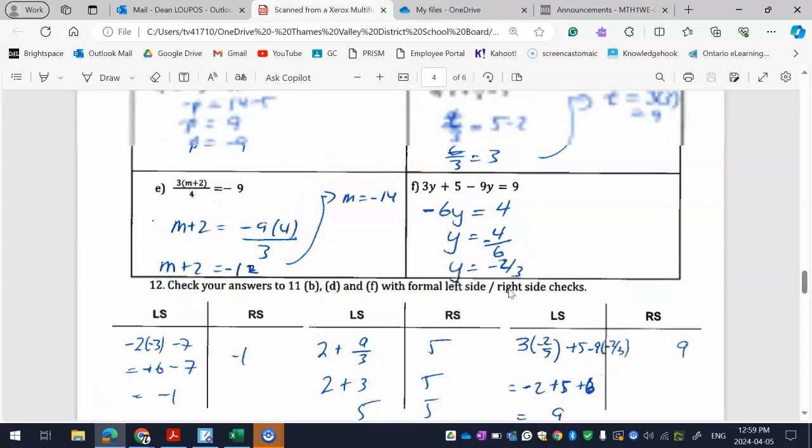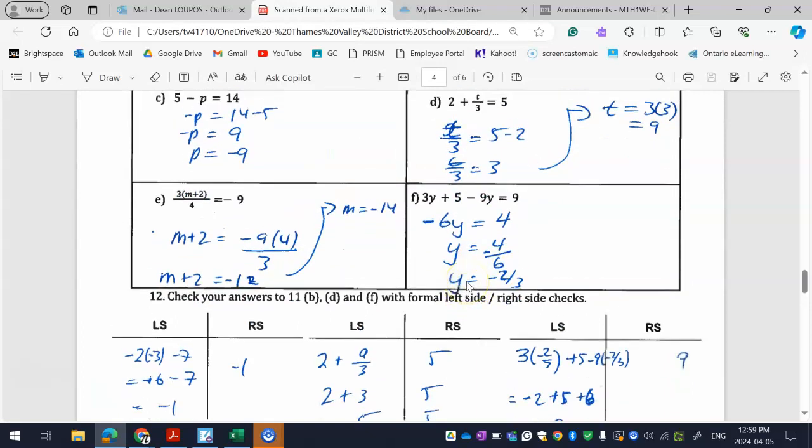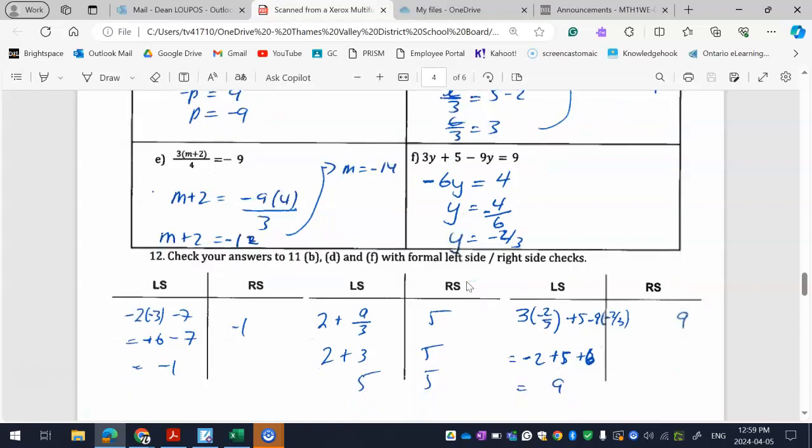So what you do is you just take your answer, your final answer, sub it in, and see if you get the same thing. So now if I have y equals negative 2/3, I'll just do this last one here. It's the hardest.